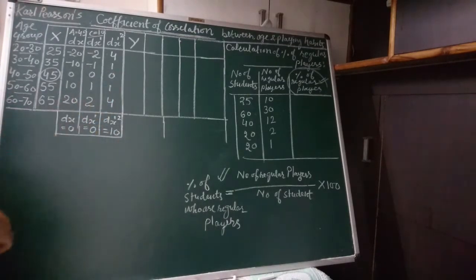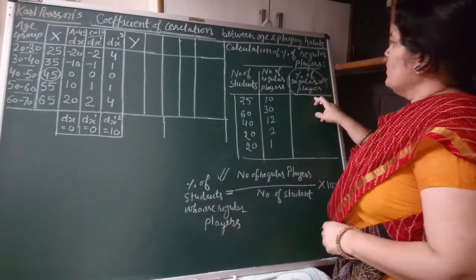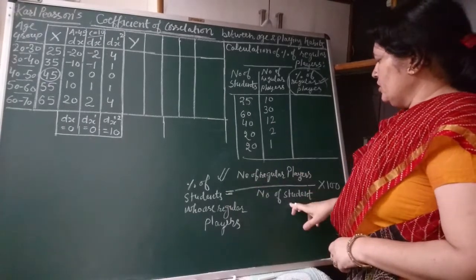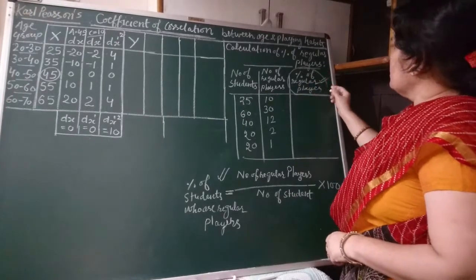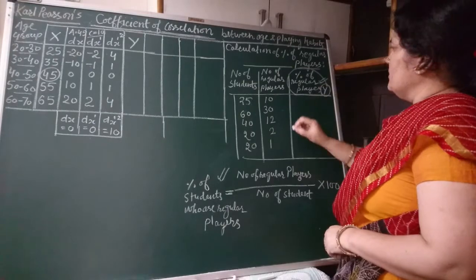Now the values of y are required, which are not given. For the calculation of y, let us compute the percentage of regular players. The formula is the number of regular players divided by the number of students multiplied by 100. These will be the values of y.